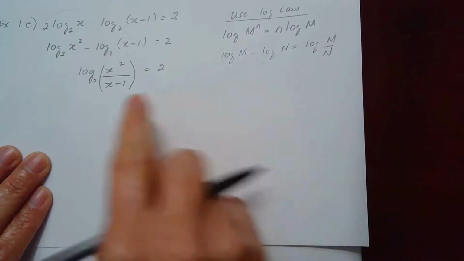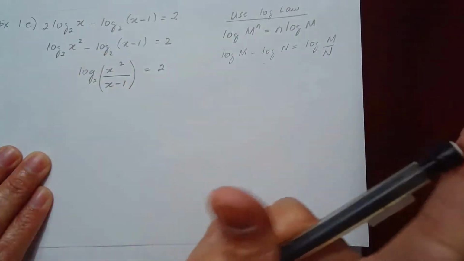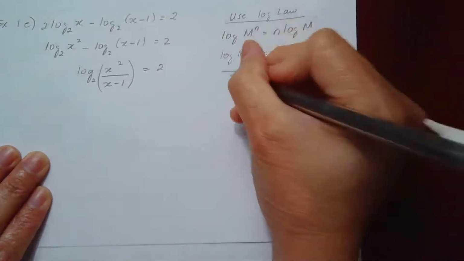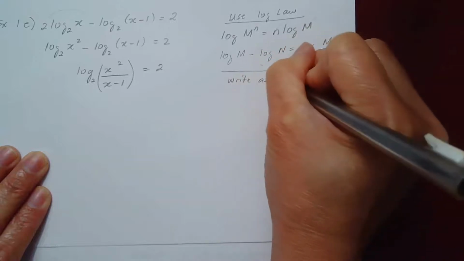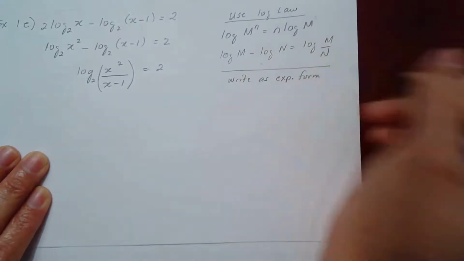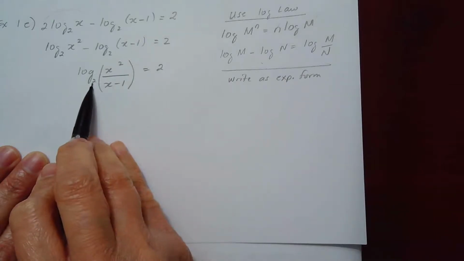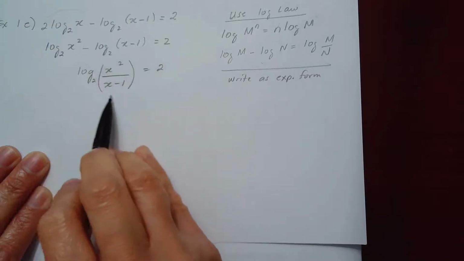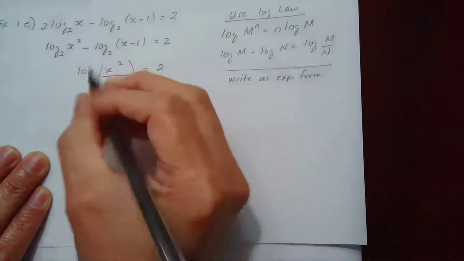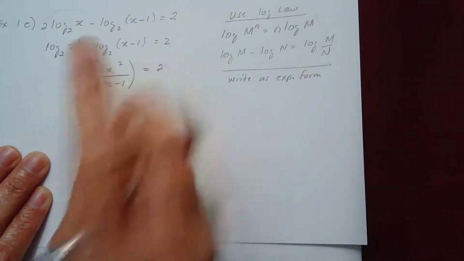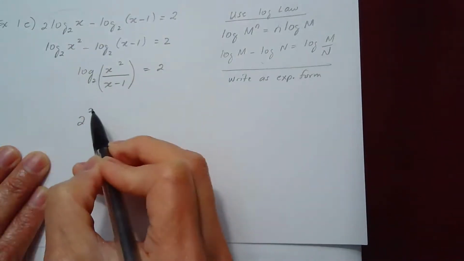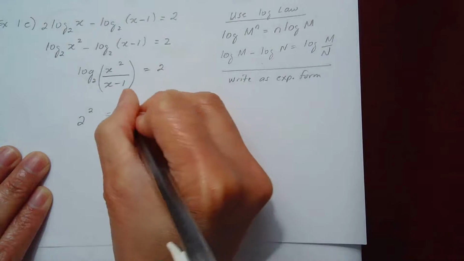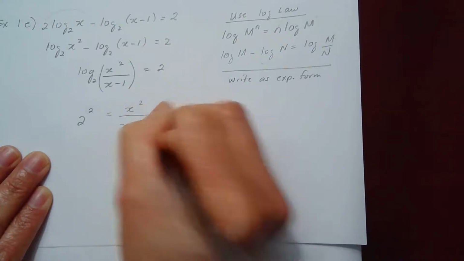Okay, so now that it's a single logarithm, we can write that as an exponential form. Let's see what that looks like. It means 2 to what exponent? So 2 squared will give me x squared divided by x minus 1. So this base 2 is this 2, and this exponent 2 is equal to x squared over x minus 1.